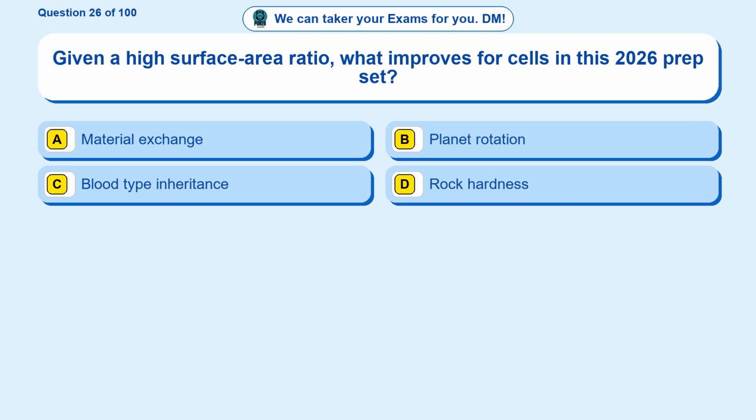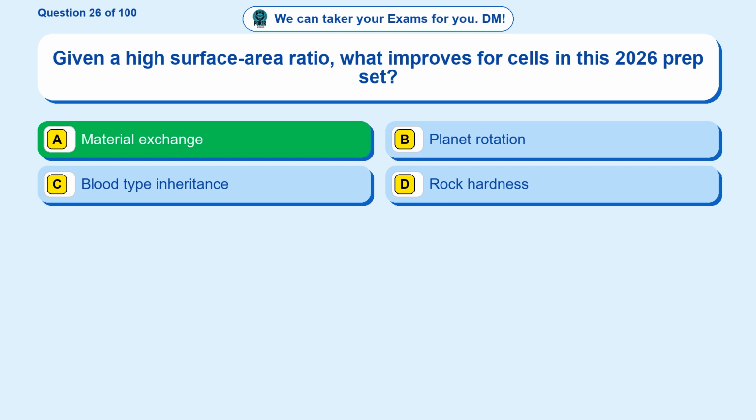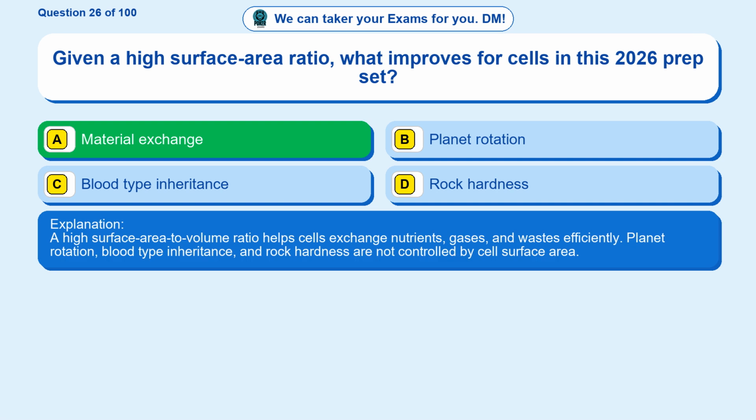Question 26. Given a high surface area ratio, what improves for cells in this 2026 PrEP set? Option A, material exchange. Option B, planet rotation. Option C, blood type inheritance. Option D, rock hardness. The correct answer is option A. Material exchange. A high surface area to volume ratio helps cells exchange nutrients, gases, and waste efficiently. Planet rotation, blood type inheritance, and rock hardness are not controlled by cell surface area.